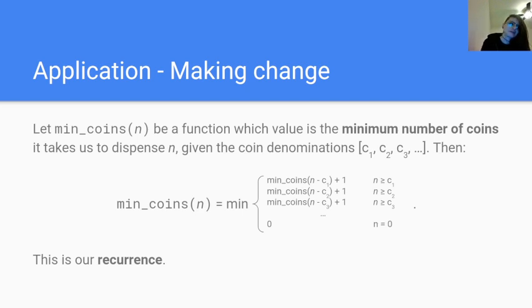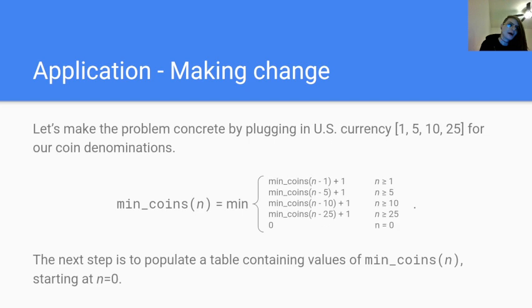So I've introduced it in this generic form, but let's make it more specific so it's maybe a little bit easier to grasp. We're going to plug in the US currency values: 1, 5, 10, and 25. This is a penny, a nickel, a dime, and a quarter.